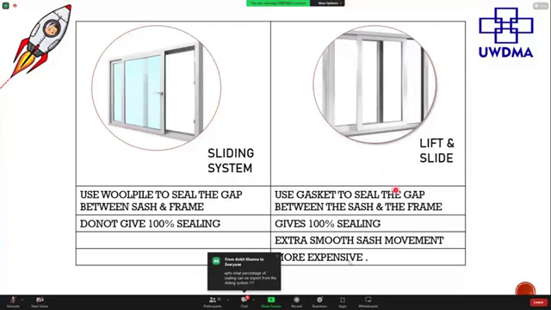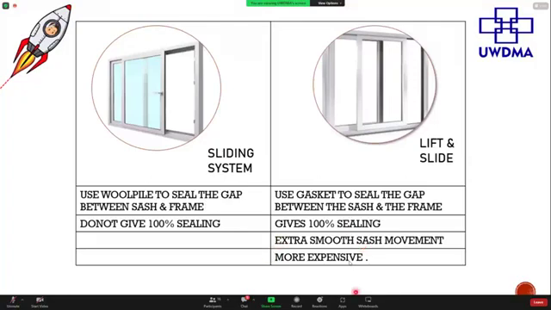You do have gaskets for filling the gap between the sash and the frame. So that's why they are giving you 100% sealing. So you can go for a lift and slide system if the client wants a sliding system and sealing also. And of course, the movement of the sash is very smooth in case of a lift and slide system.